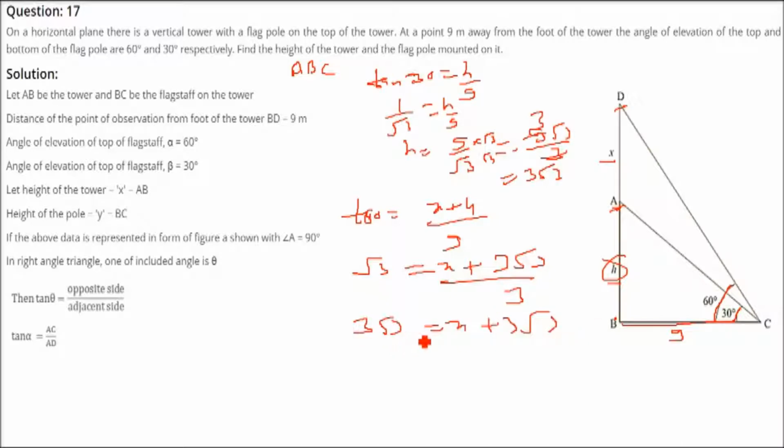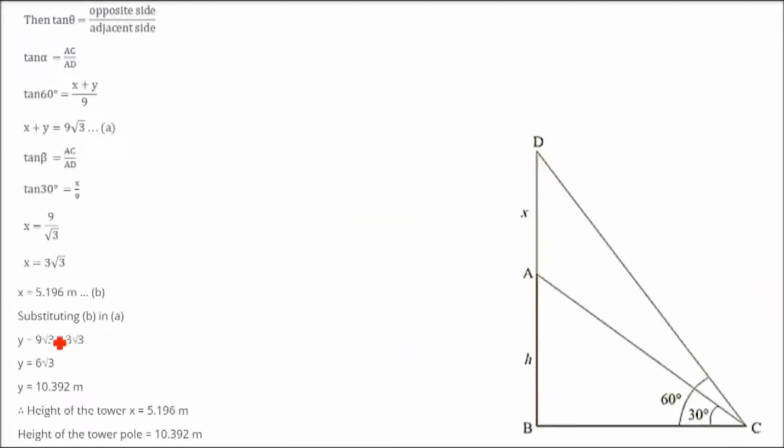Now there is something, because this is getting cancelled, so we have to relook at this. This is 9. So 9 root 3. Now bring it here. 9 root 3 minus 3 root 3 is 6 root 3. So x is 6 root 3. X is 6 root 3. H is your 3 root 3. So this is the height of the tower, H, and this is the height of the flag staff, 6 root 3. You can use root 3 as 1.732, and you can multiply and get the value in decimal form also.